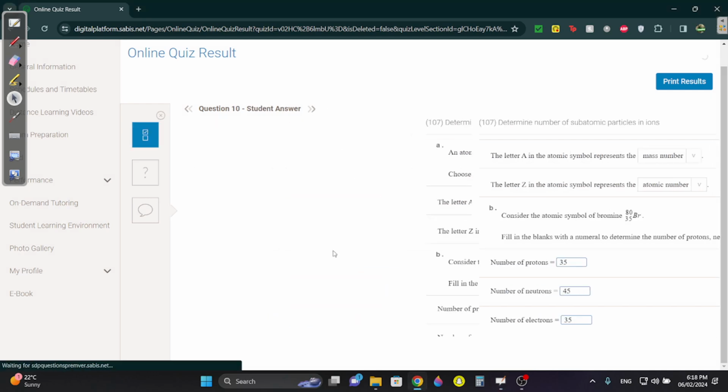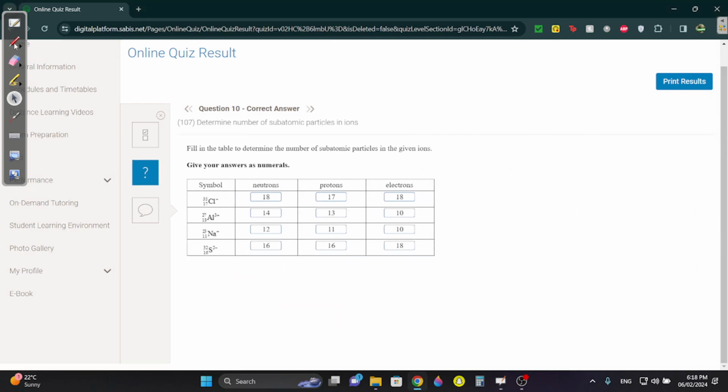Okay. Question 10. Okay, this is the one. This is super easy. Once you get the hang of it, it's very easy. What I like doing, to be honest, is find the protons. Find the protons for everything. So Cl has 17, Al has 13, Na has 11, S has 16 from the atomic number.